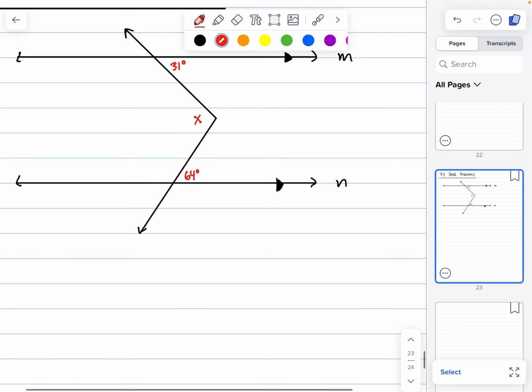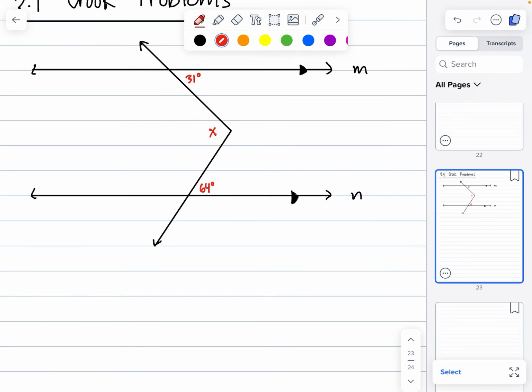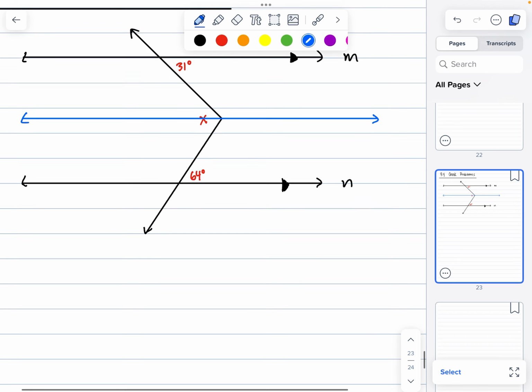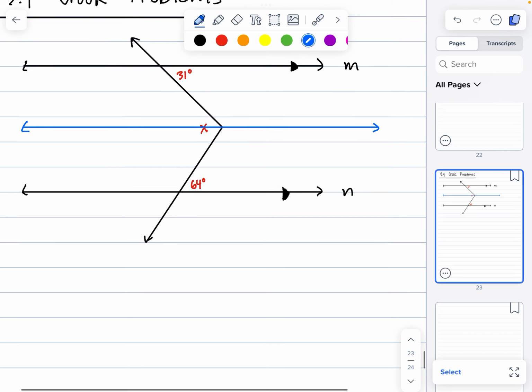So what we need to do here is add a parallel line. I'm going to add a parallel line right there at this change of direction. You might have to use a straight edge. I'm just going to use Notability and line it up perfectly. And voila, we have a parallel line going alongside the change of direction. I'm going to call this M, and let's call this P.